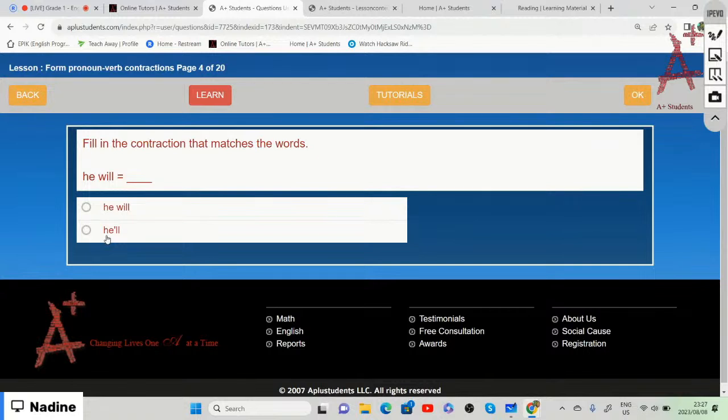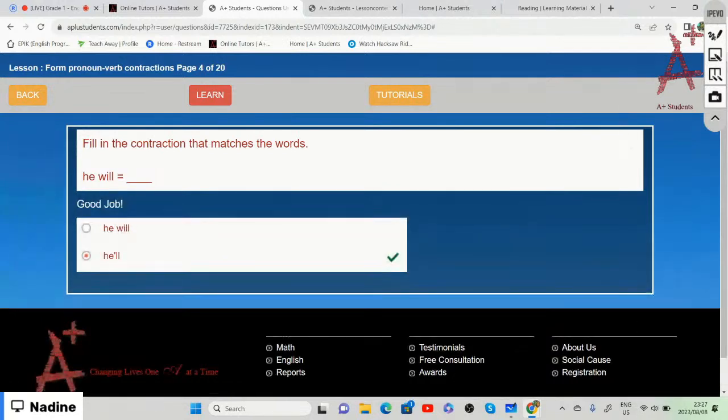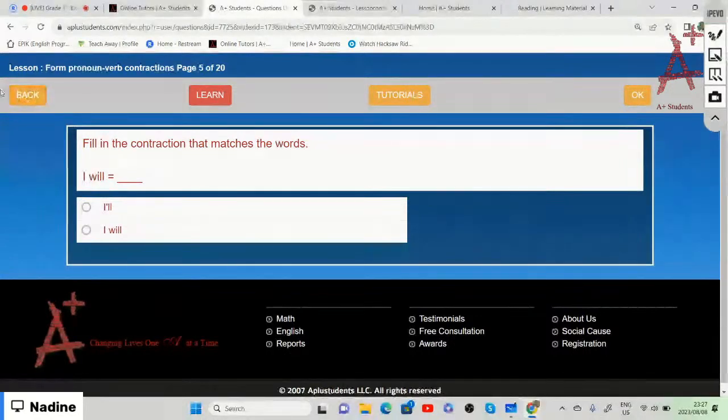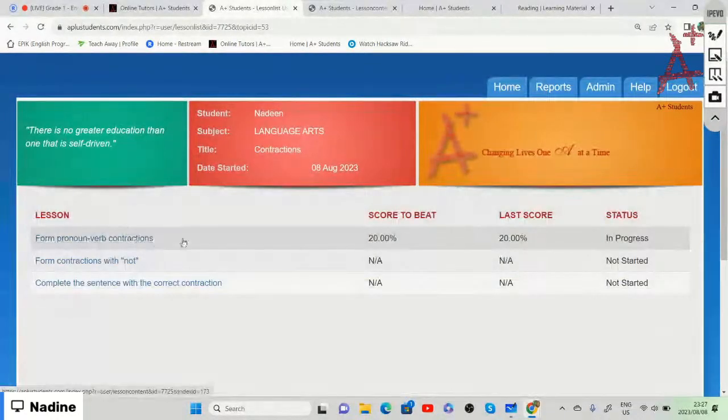We need to find the contractions. So the contraction, or the shortened form of he will, is the second option, which is he'll, right? The first option is not shortened. So he'll. So if you have that, then well done. So that is basically where we form pronoun verb contractions.